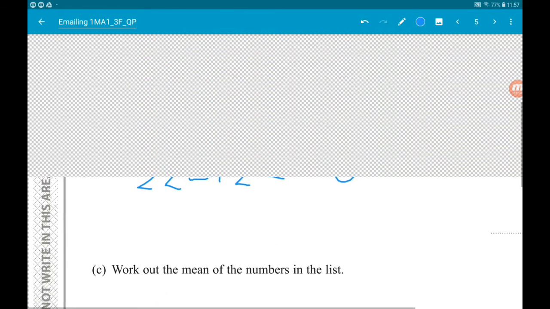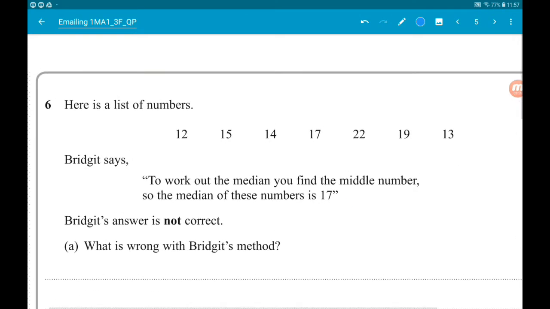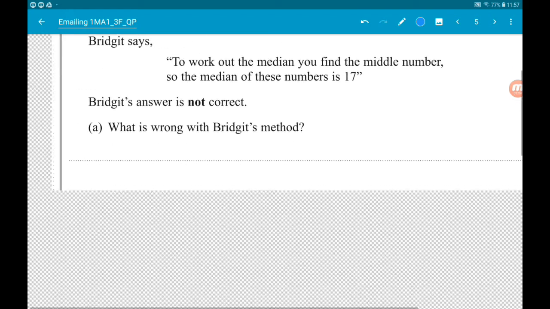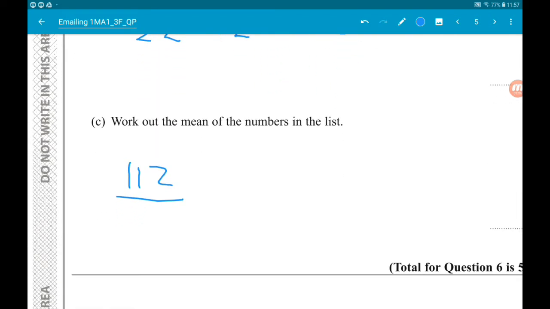And then we divide that by the number of numbers. So there are 1, 2, 3, 4, 5, 6, 7 numbers. So 112 divided by 7 is 16.